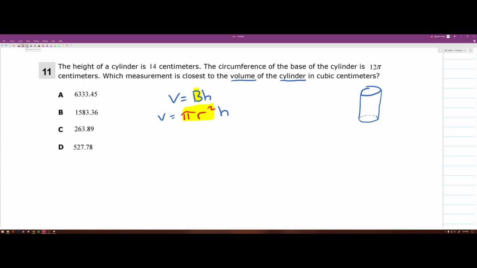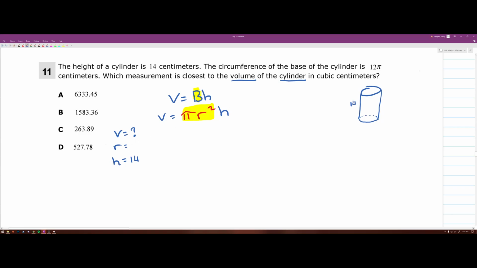Now, those of you in my class, we need to find what V equals, what r equals, and what h equals. Well, they don't tell us what V is, so that's what we're looking for. So that's going to be a question mark. Radius, they don't say anything. They just say something about circumference. So we'll skip that and come back to it later. And then height, they tell us the height is 14. So I'm going to put 14 here. Now we're going to go back to this circumference part.